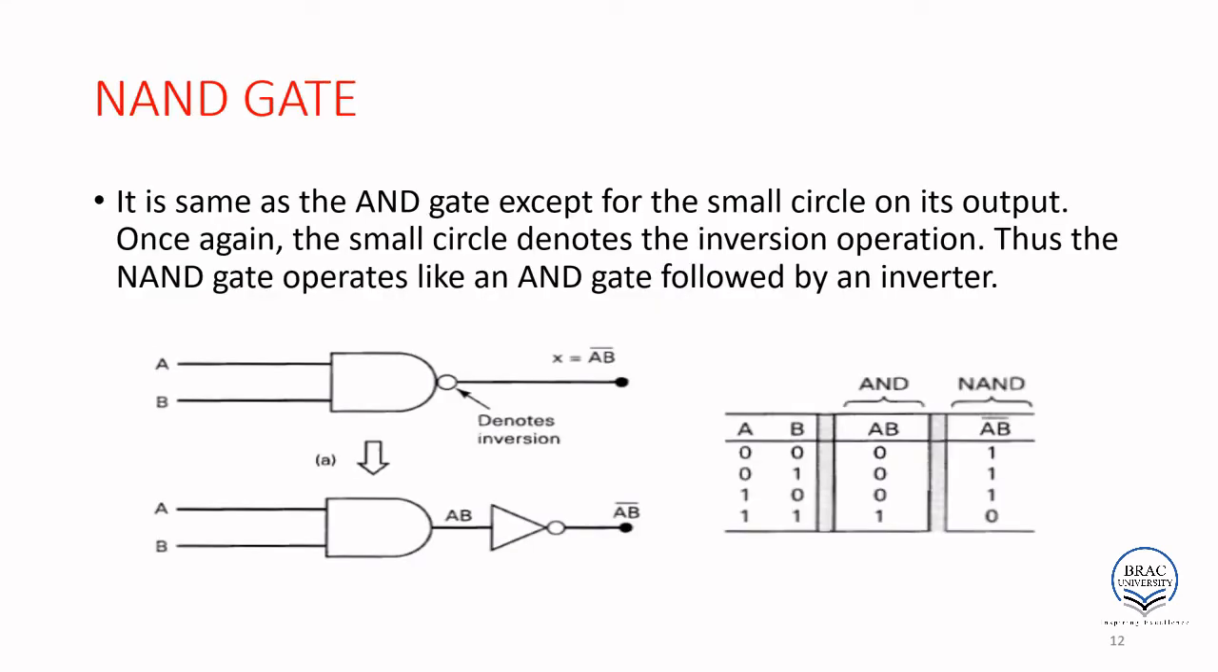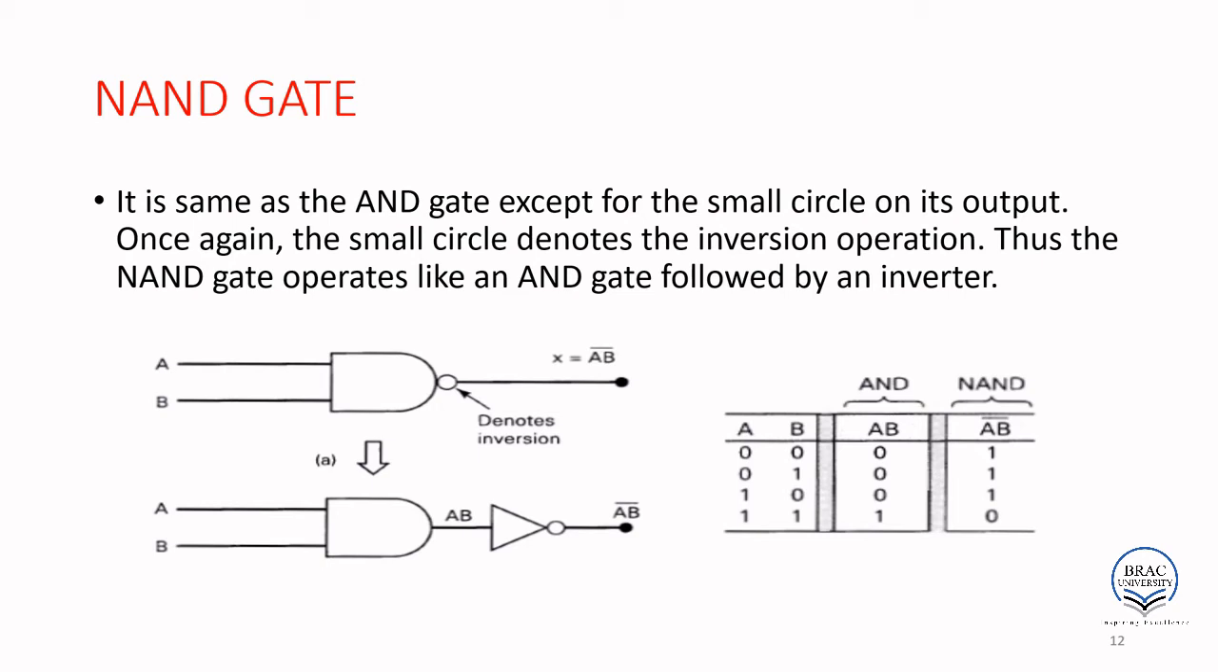NAND gate. This is the inverse of the AND gate. It is the same as the AND gate, except for the small circle on its output. So this is the small circle, and this is my AND gate. If you connect it with an inverter, it will be a NAND gate.